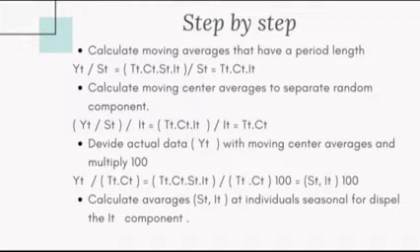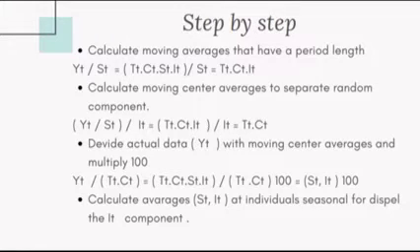In this slide, I will explain the steps to you. The formula you can see at the PowerPoint. I will just explain the step by step with words. First, calculate the moving average that has a period length. The second, calculate the centered moving average to separate the random component. The third, divide the actual data or Y_t by the centered moving average and multiply by 100.